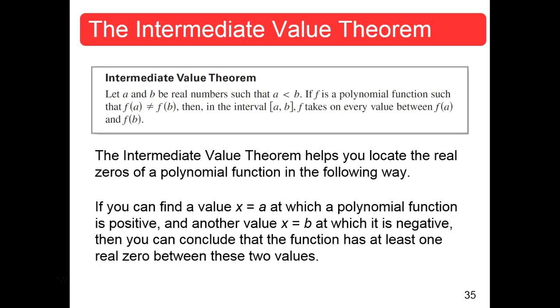Here's how they express it. Let a and b be real numbers. These are on the x-axis, such that a is less than b. If f is a polynomial function, smooth and continuous, such that f of a is not equal to f of b. Now, if they're the same, there's no points in between them, so can't have that. So if f of a is not equal to f of b, then on the interval from a to b, inclusive, f takes on every value between f of a and f of b. May take on a few that are not in between there, okay?